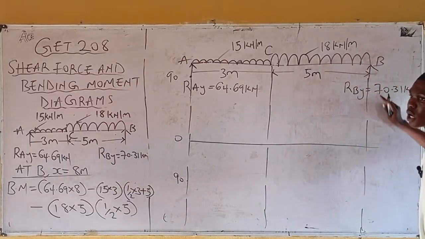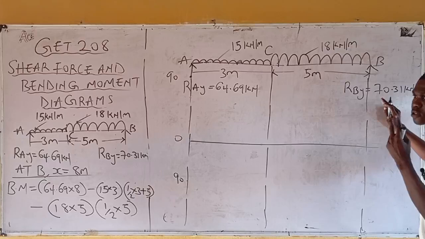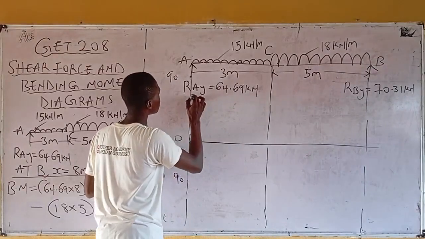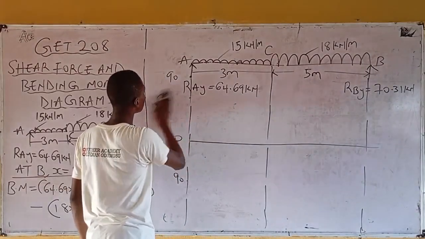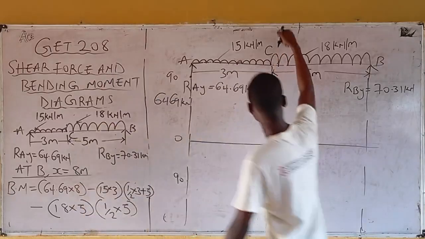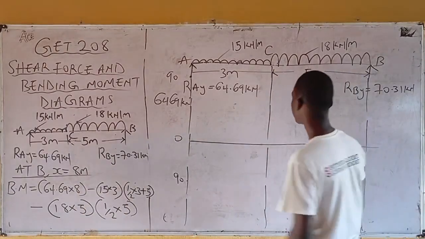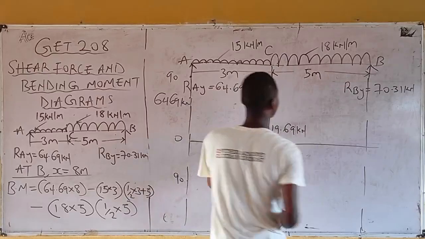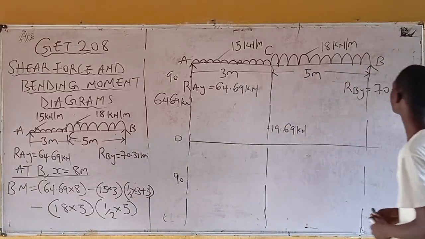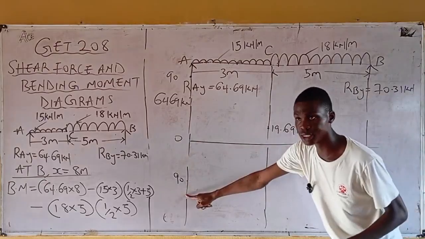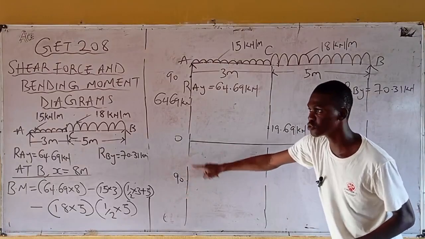At B, how many values of shear force do I have? 1? It cannot be 1. It's minus 70.31. Okay, let's maintain it then. So I have 64.69 kilonewton. Now at C, I have 19.69 kilonewton. Any value on C again? No. Moving on. On B, how many values do I have? Minus 70.31. Don't forget that this is 0 to 90. So 70.31 is going to be between 0 and 90. So let's say I have 70.31 kilonewton.